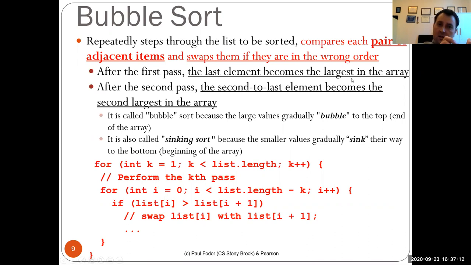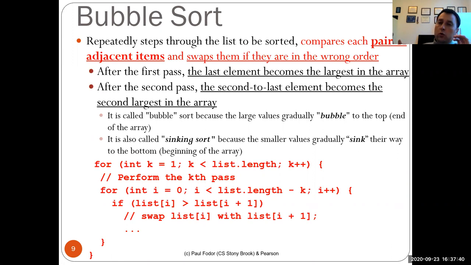Because if it was at the beginning, it was swapped with the second element, then it was swapped with the third element and so on. So no matter where the largest element is in the array, it bubbles to the top. That's why it's called bubble sort, because large values gradually bubble to the top, the end of the array. After the second pass, basically you did this pass once up to the end, the biggest element is last.